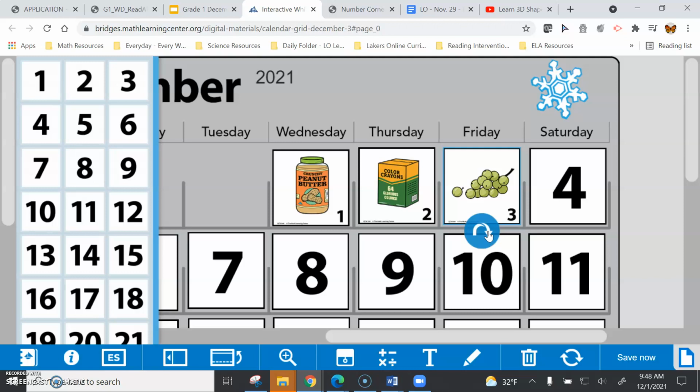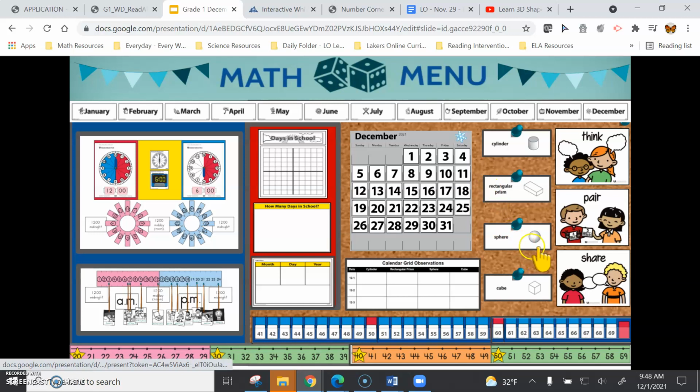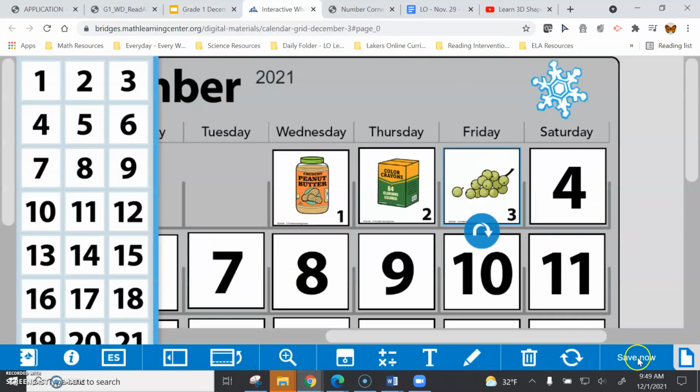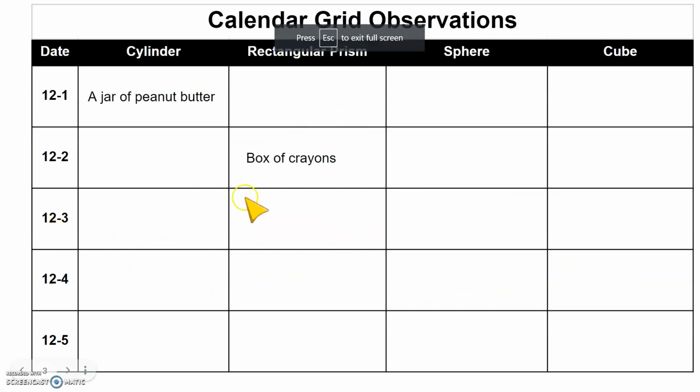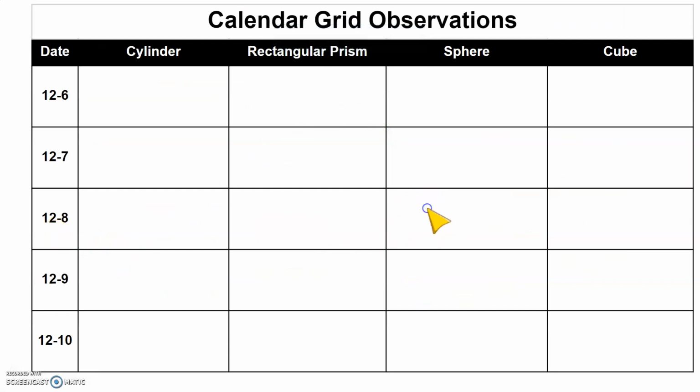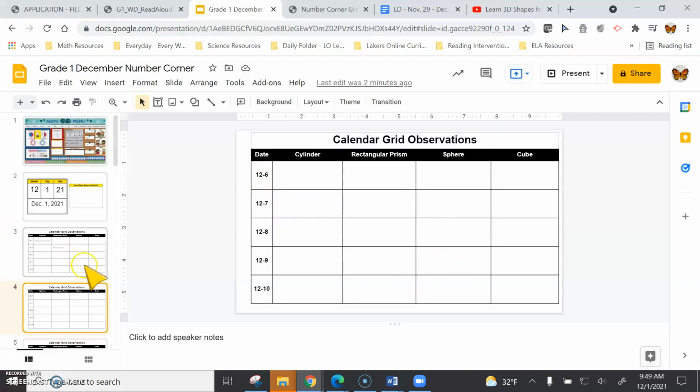What 3D shape do they remind you of? I see that they're round. They don't have any corners or any flat, what we call faces or surfaces. Are you thinking what I'm thinking? Oh, they look like a sphere. A sphere is the best way to describe these grapes if we were thinking about 3D shapes. So let's go to our grid, and we're going to put grapes right here by the sphere.